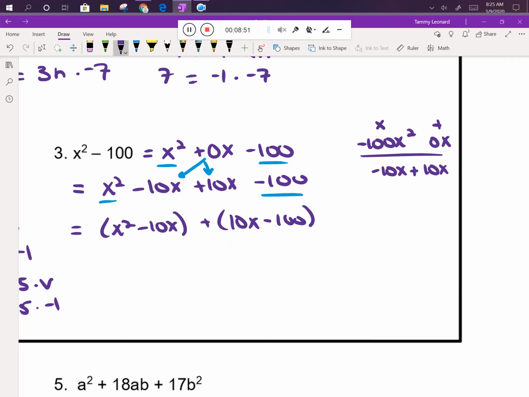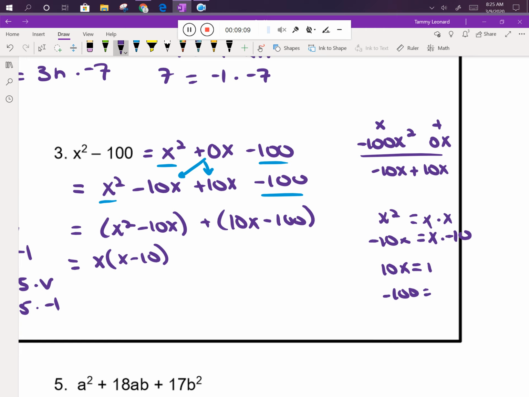Now we look for the GCFs on each binomial. So x squared and negative 10x each contain an x. The top would need another x, and the bottom would need a negative 10. So we can factor out the x that they share and leave behind an x minus 10. Well, 10x minus 100, they have a 10 in common. The top needs an x, and the bottom needs a negative 10. So we'll factor out the 10 that they have in common and leave behind an x minus 10.